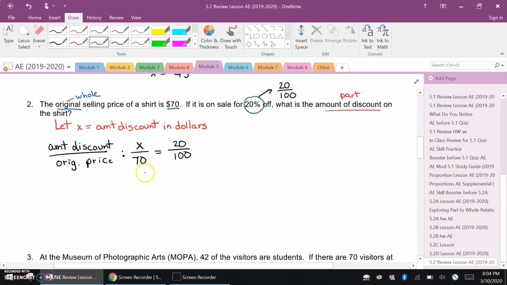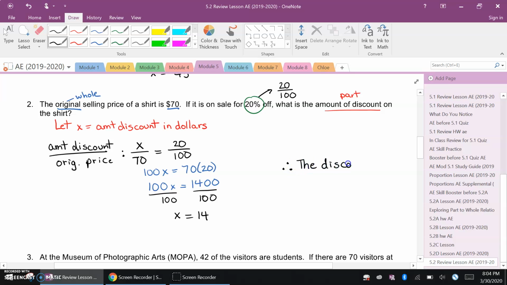And again, we're going to start cross multiplying. So we multiply our 100 times x and our 70 times 20. Remember that the order there does not matter. You can do it in either direction. And we will divide both sides by 100. And so we're going to get x equals 14. So we can either say the amount of discount or the discount is, and then dollar sign comes in front, and then we're going to put 14 and a period.